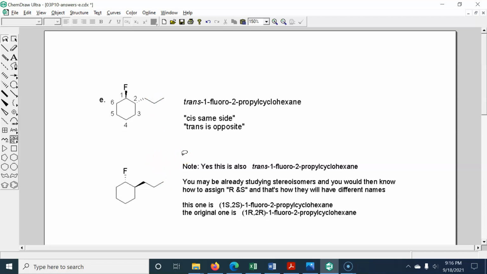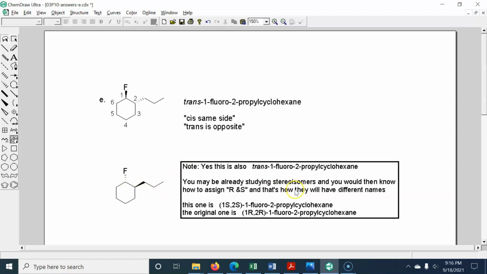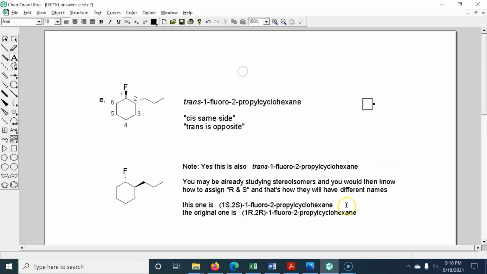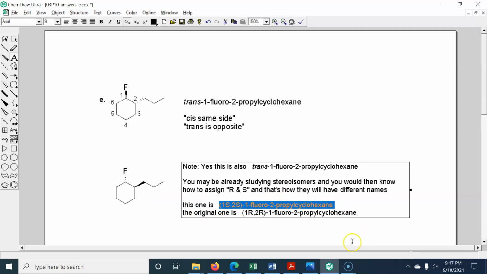In that stereochemistry unit, you're going to learn how to label these carbons as R or S. Don't worry about what that means right now. But if you have been studying stereoisomers, this one right here would be 1S, 2S, 1-fluorocyclohexane. So we get rid of the trans, and we put the indication of what's called chirality. The original molecule up here would be 1R, 2R. So we're just labeling the carbon and its RS designation.